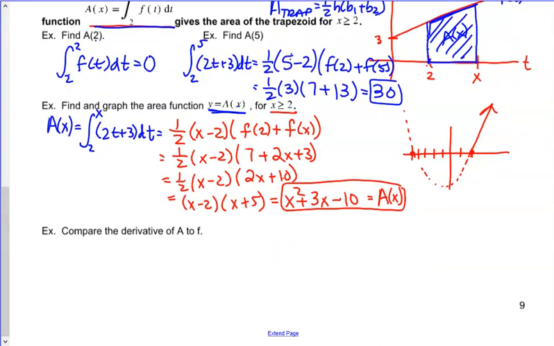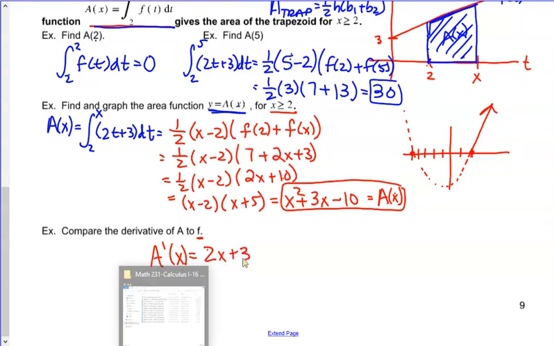Now, I said we were doing this as an example to preclude part of the fundamental theorem of calculus that we're going to learn. What happens if I take the derivative of A? What does that look like compared to f? Well, first, I'm going to take the derivative of this function. Just like with our shortcuts, do the power rule. This would be a 2x and then a plus 3.